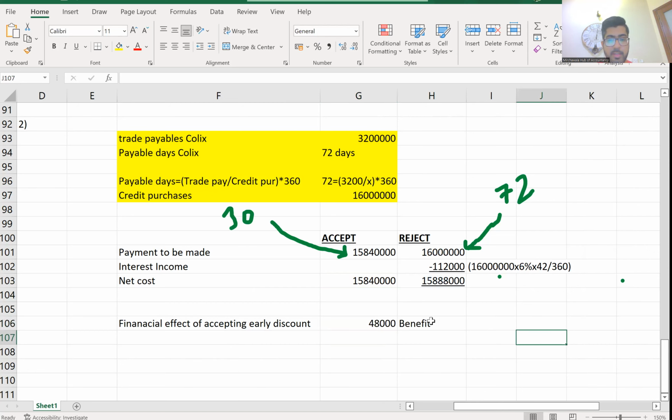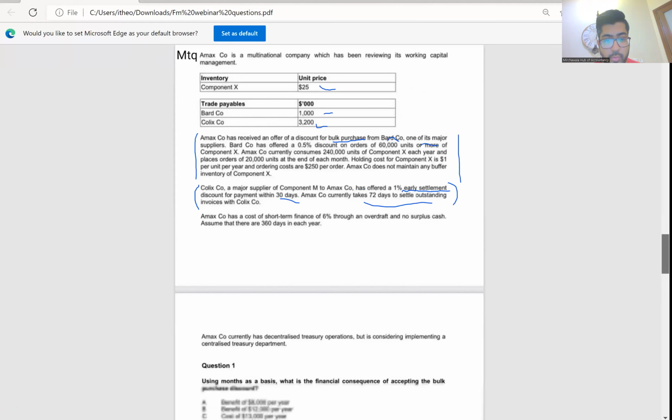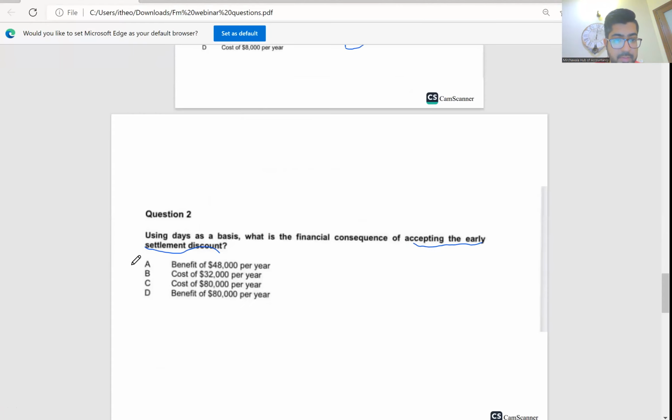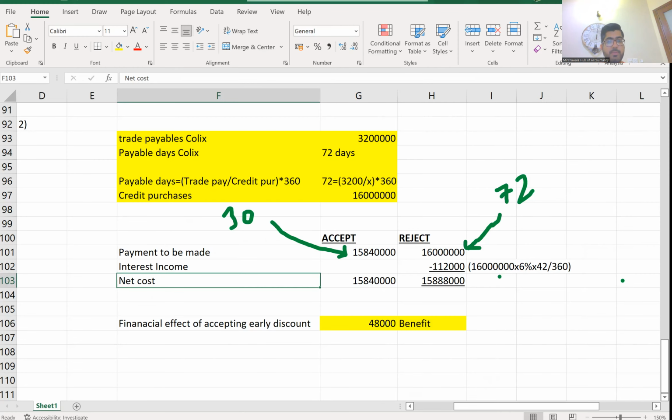48,000. So the financial effect of accepting the early settlement discount is a 48,000 benefit, and this means you can go to question number 2 and tick the benefit of 48,000, option A. Okay, if you want to copy, you can copy this as well, please.